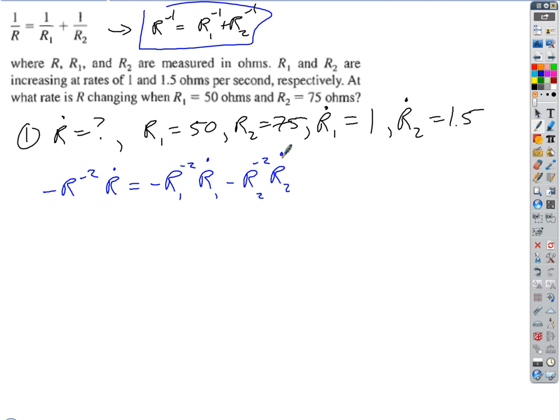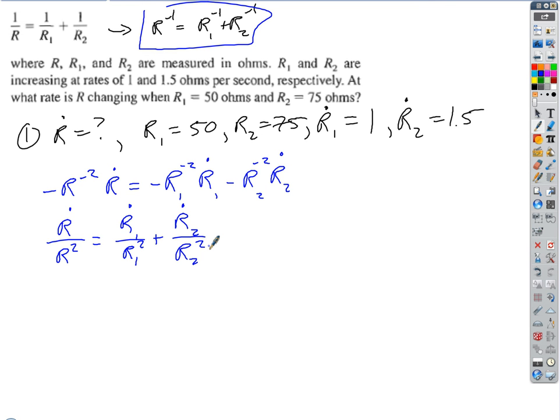Okay. And so that's going to give us kind of a mess, right? If I rewrite this in fractional form, I could multiply everything through by -1, make them all positive. Then I'm going to get R dot over R squared equals R1 dot over R1 squared plus R2 dot over R2 squared. I know everything on the right side. On the left side, I've got this R squared. If I multiply both sides by R squared, that's going to allow me to solve for it. It works, doesn't it? And we could finish that.